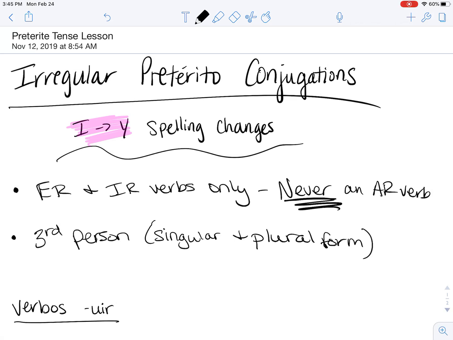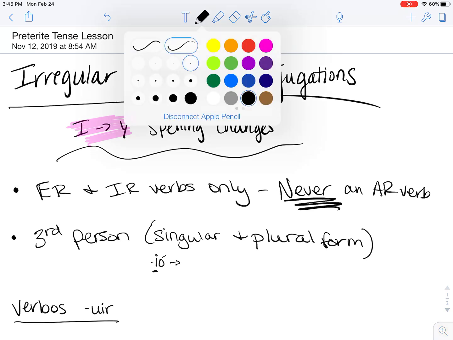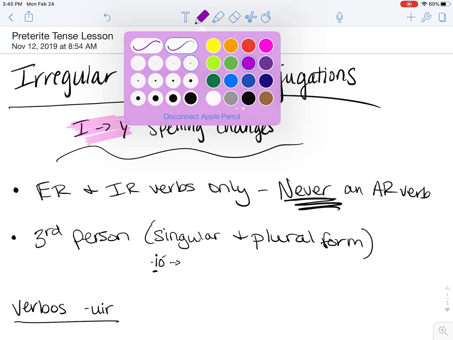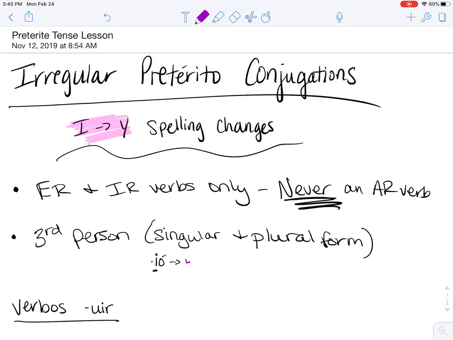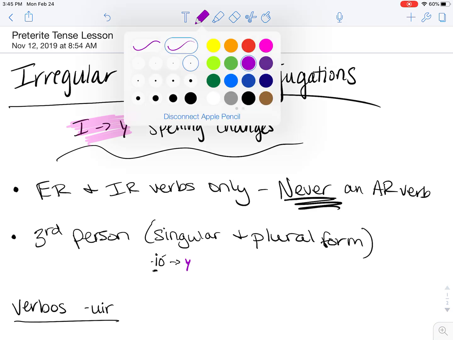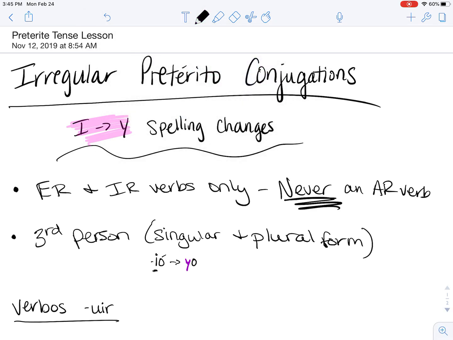So what that's going to look like for the singular form: normally our ending for ER and IR verbs is ió, because this I right here is going to change, and I'll explain why in just a bit when I show you some verbs. But that I is going to change. Let me change color here, I'll change it to purple. It's going to change to a Y, and then you just have your normal O with an accent afterwards.